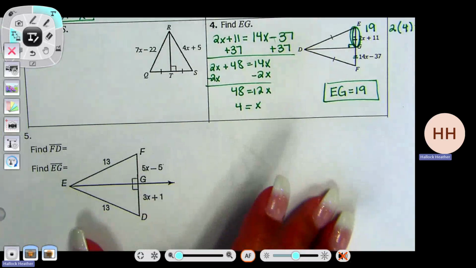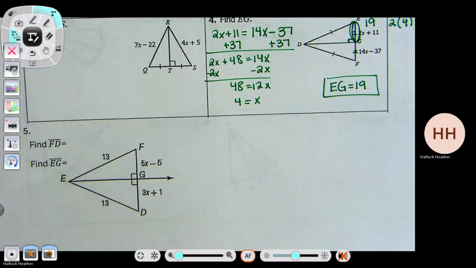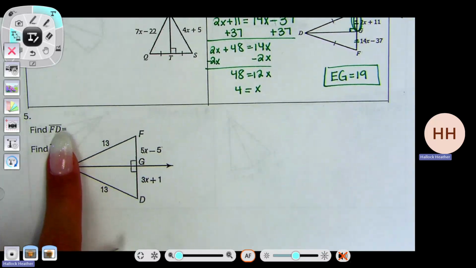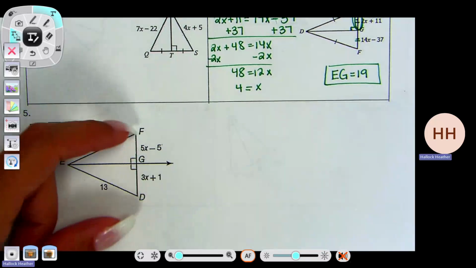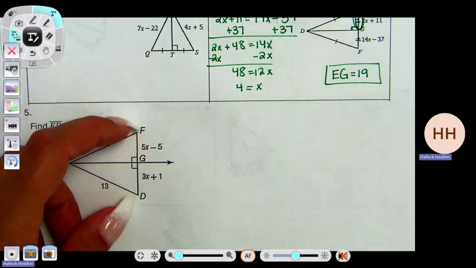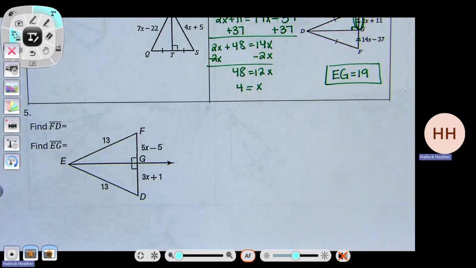So let's move on to number 5 down at the bottom. Take a second. You are going to find FD. FD is the whole length. You're going to start by setting them equal to each other like you normally would. You're going to solve for x. And then what are you going to do? You're going to plug it back into the whole. Equal to each other, solve for x.